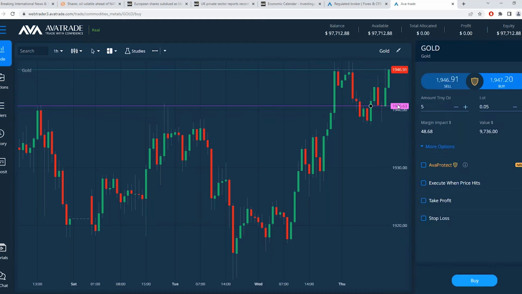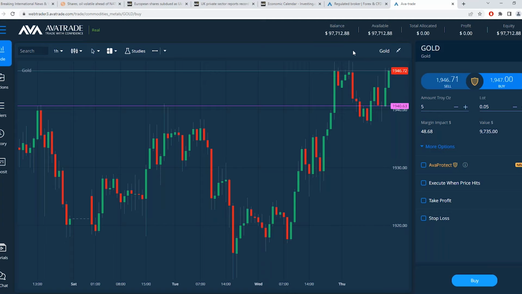I could take profit down here around 1940 and have a small scalp move of $6 or $7 potential profit and only risk $1 or $2 with my stop loss above this resistance that it's running into right now. And that's more of a short-term trading strategy.